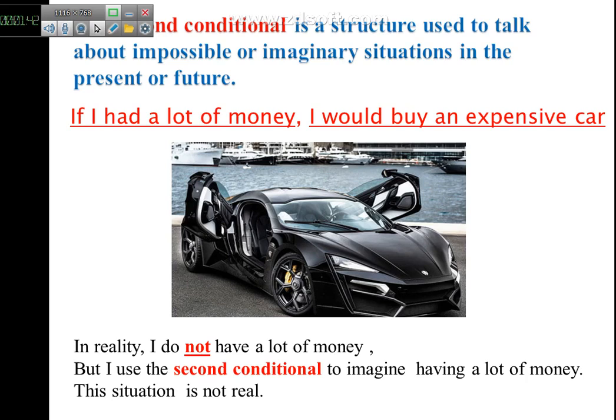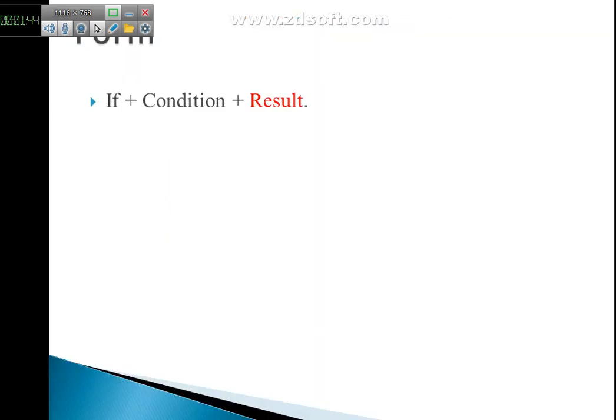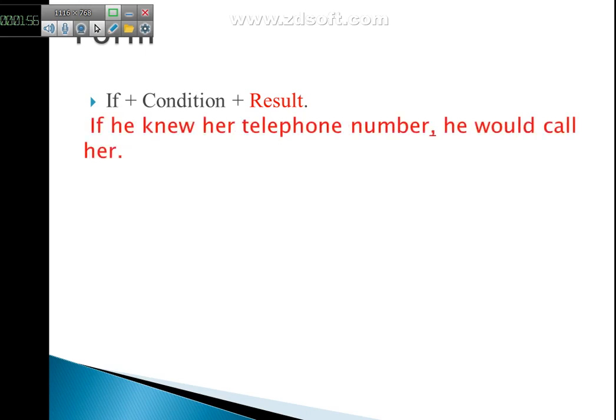Let's look at the form of the conditional. We have if plus condition plus the result. I told you, each time you have two parts: if condition and the result. If he knew her telephone number, comma, he would call her. This is the condition, the first one. The second one is the result.